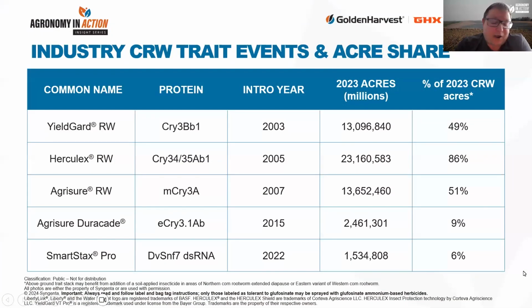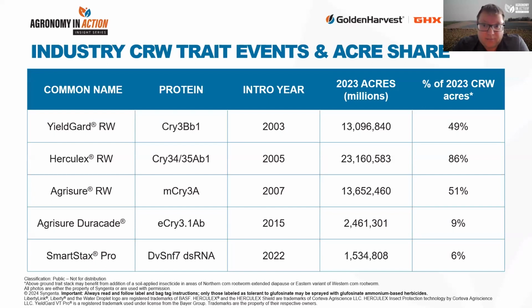That very first one I referenced a minute ago was introduced in 2003, that from Monsanto at the time, YieldGard rootworm. And 21 years later, 2 years ago now, Bayer released the most recent one with SmartStax PRO. In between that time, Herculex rootworm from Dow, DuPont, now Corteva, and then 2 traits in that middle area as well from Syngenta, Agrisure rootworm and Agrisure Duracade.